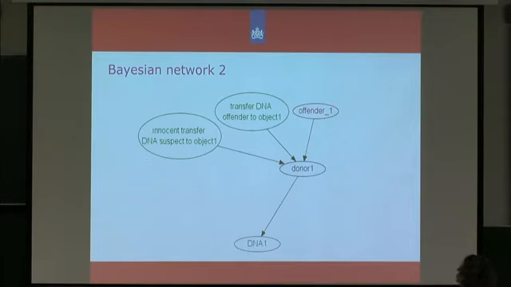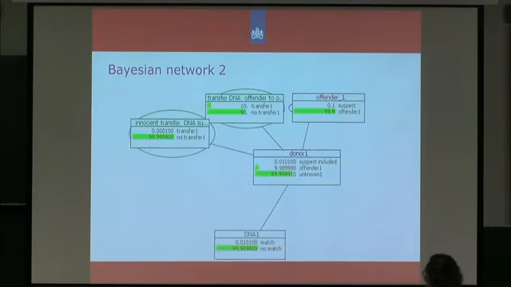And there are two ways that there's transfer of DNA. It could be from the offender to this object, or it could be innocent transfer from the suspect to this object. And if the suspect is the offender, then it goes here. And also there can be background DNA. Background is modeled here as the unknown.